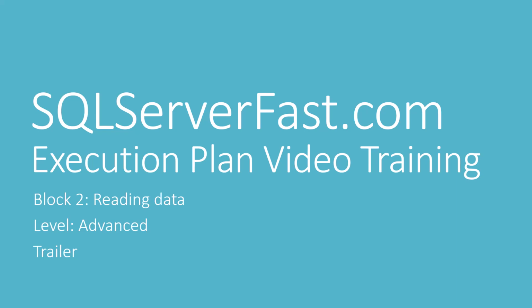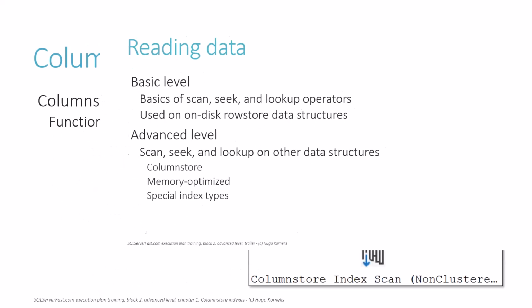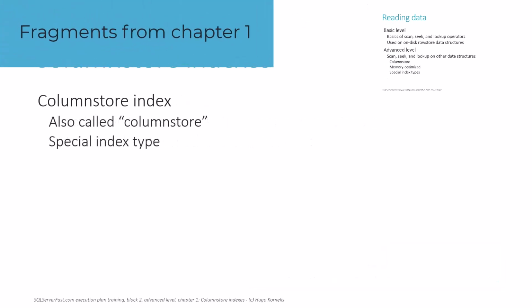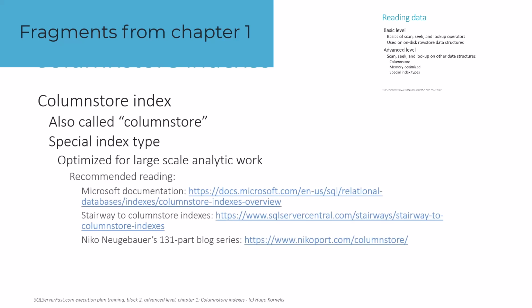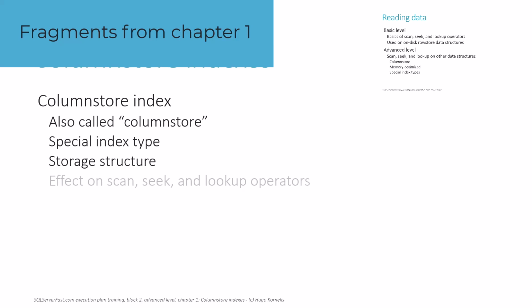The basic level of Block 2 described how the various data access operators work on on-disk row store data. Functionally, scan, seek and lookup operators do the same things on other types of storage. But because the architecture of those other storage types is significantly different, the internals of how the data is accessed are quite different. That's why the advanced level covers all the other storage types currently available in SQL Server.